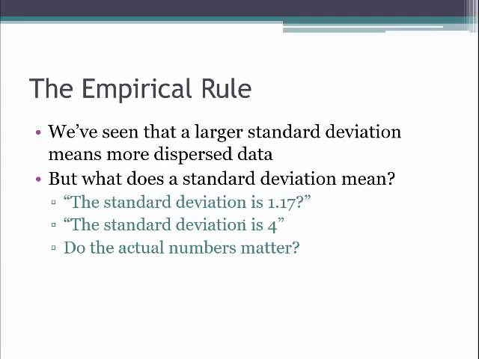what we've seen so far is that larger standard deviation means the data is more spread out. But is there any application to this? Like, what does it mean to have a standard deviation of 1.17? What about a standard deviation of 4? Do these numbers actually mean anything? Are they useful for anything? And they are, for what's called the empirical rule. Okay, and the empirical rule, you're going to see in a second, works for bell-shaped data.